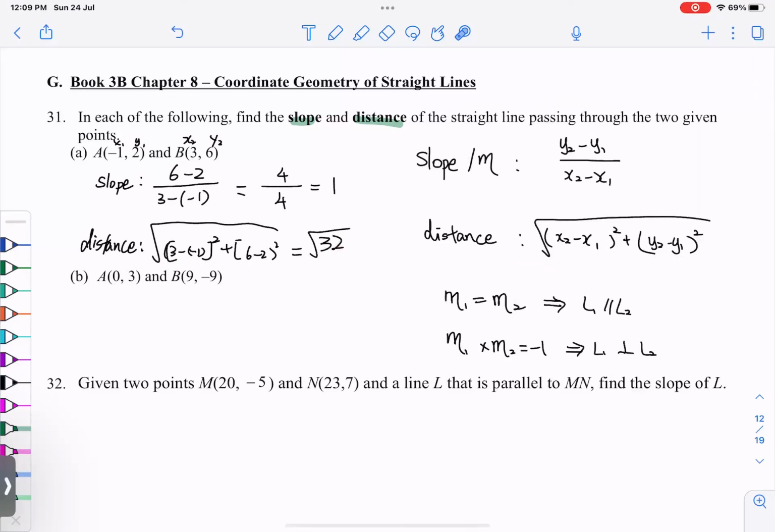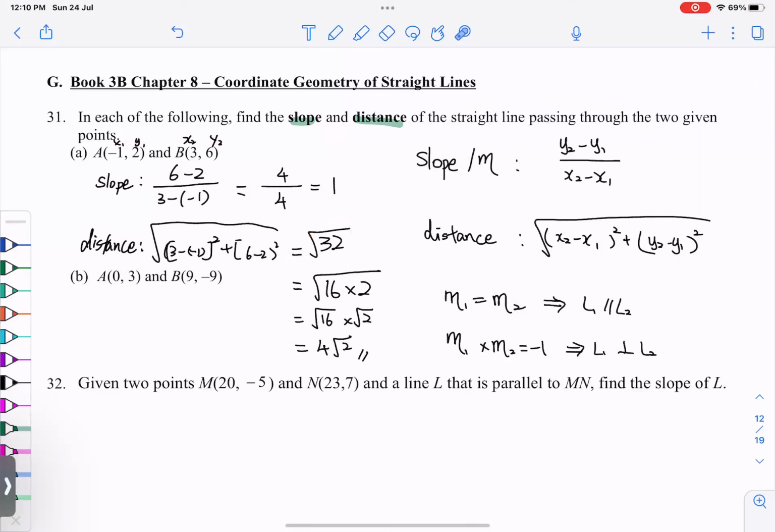Actually, until here, you do get good points, but you will still get deducted 1 mark. Why? Because this can be further simplified. How do we simplify it? How is 32 made? 16 times 2. So 16 and then 2. So we can simplify square 16 as 4. So this will be your final answer.